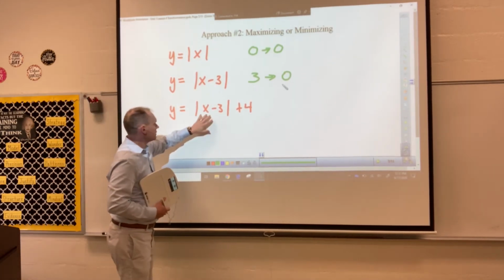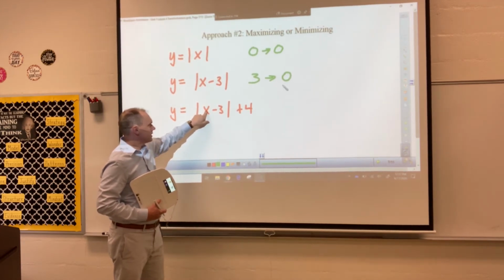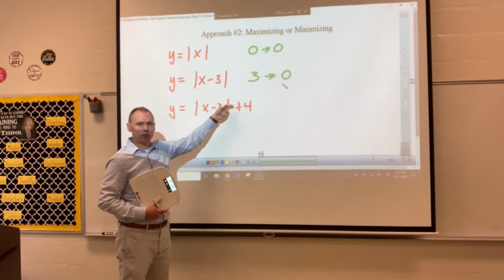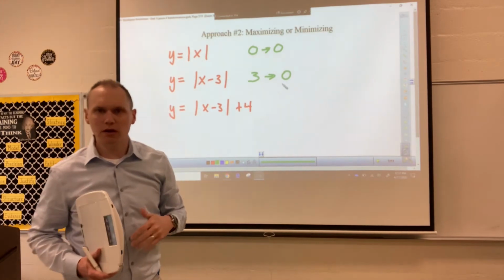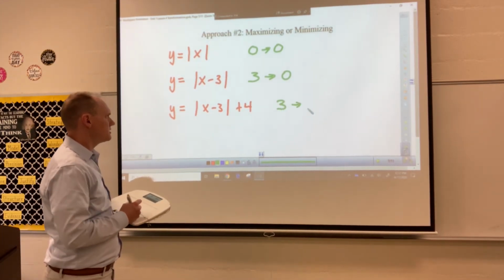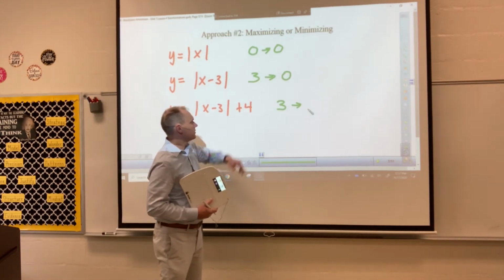As you're probably seeing, it's going to be the same thing, right? If we input 3 here, that's going to make this whole thing 0, outputting 0 from this part, and we're going to add 4 to that. There's no way to minimize it and make it even any lower than 4. So an input of 3 still minimizes the output, but now the output's no longer 0. The output is now 4.